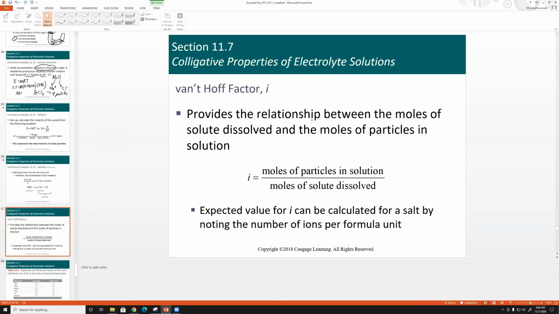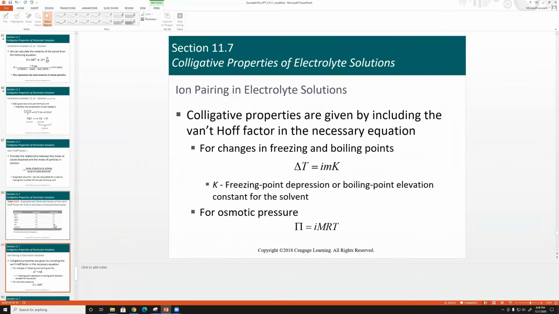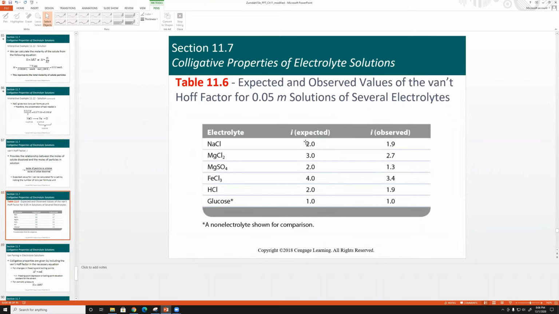So what we can do is multiply by our Van't Hoff factor when necessary in our different colligative properties. To give you an example, the observed value varies, but the expected one we can go by. MgCl2 would be 3. MgSO4 would be 2. Glucose would be 1 because it's a non-electrolyte. HCl would be 2. FeCl3 would be 4. So it's basically the number of particles that will be dissolved from the molecule.